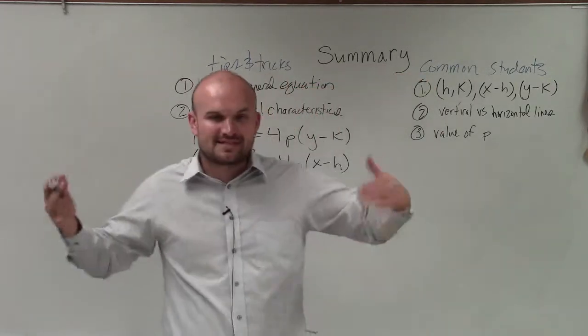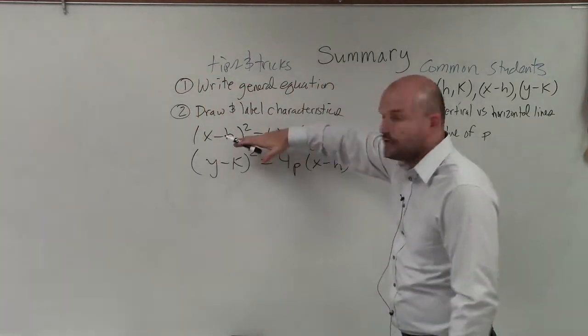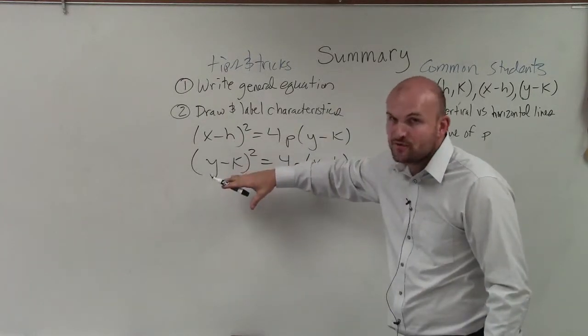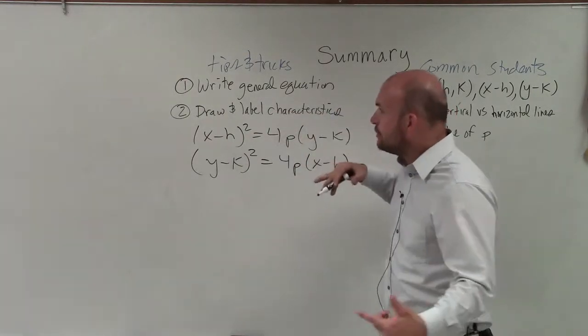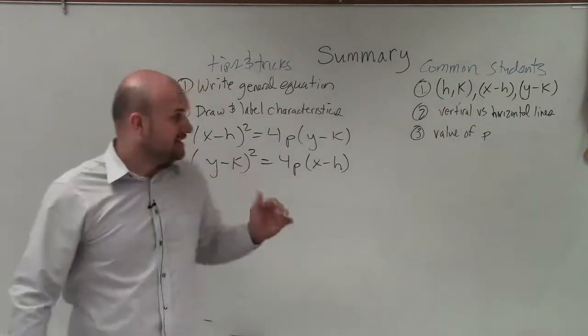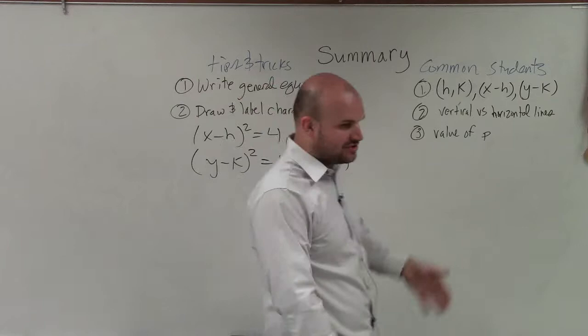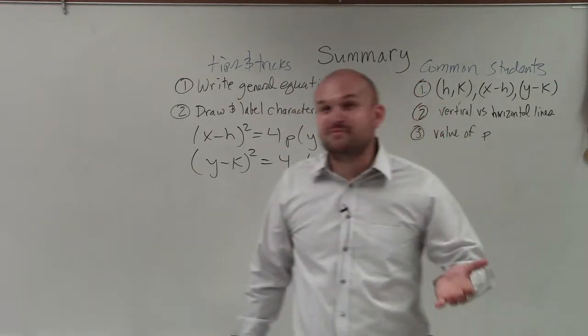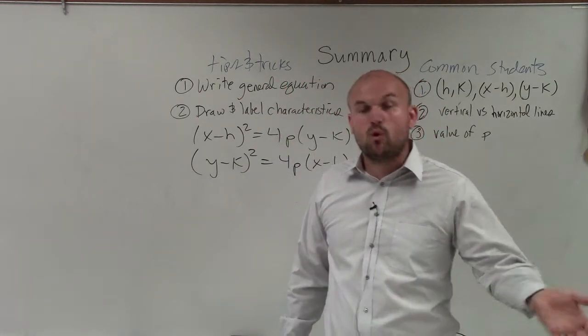Once you know it's a horizontal axis, or here is a vertical axis of symmetry, here's the equation I use for a horizontal axis of symmetry. Write down the equation so that you can identify what everything is. The next thing is to draw and label the characteristics on your graph. And this might even be something that your teacher requires.